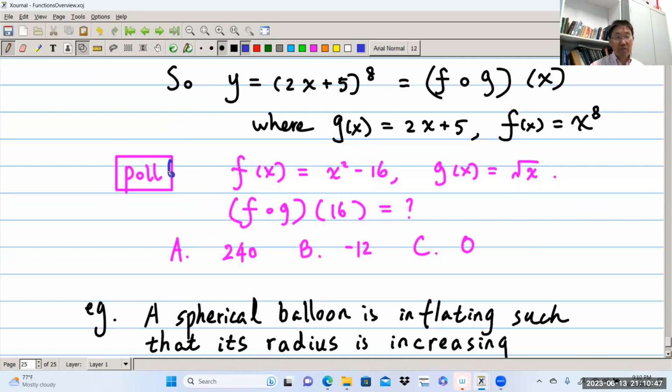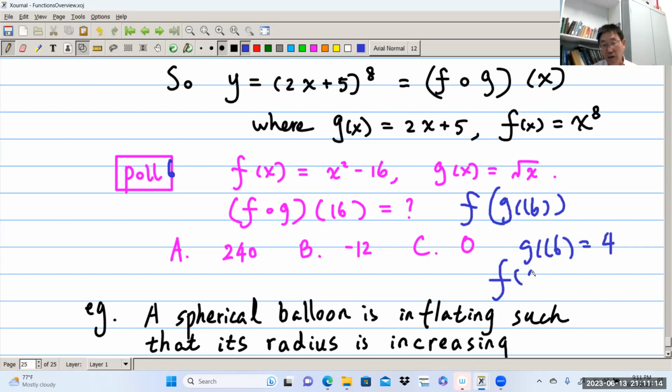This is a very simple one. F is x squared minus 16. G is the square root of x. What is the f composition of g at 16? So what do you get? This means f of g of 16, right? So when you supply 16 to g, g of 16 is equal to 4. Then you compute f at 4, which is 4 squared minus 16, you get 0, right? So the answer should be C.